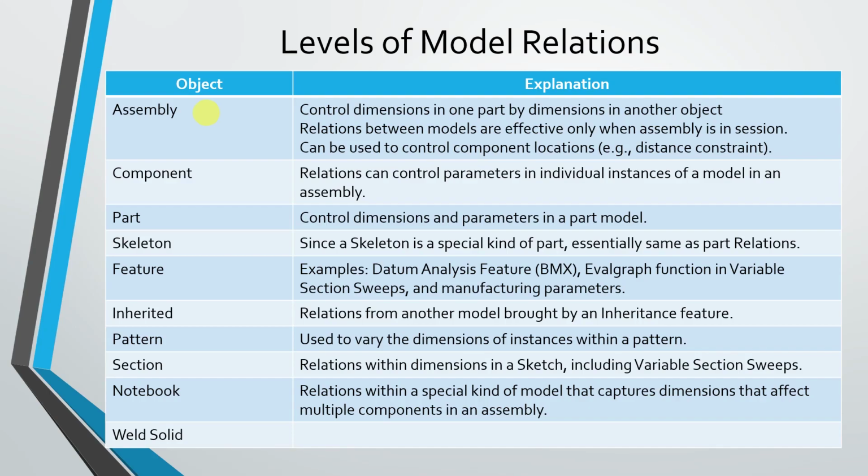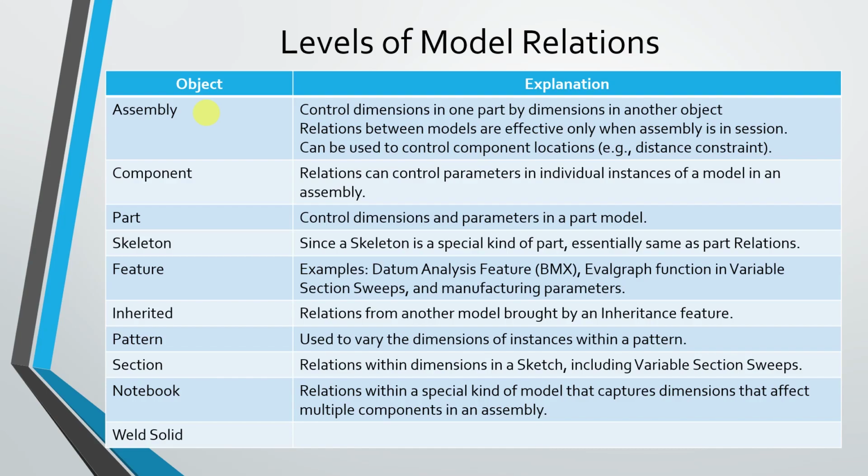First off, you can create them in assemblies so that you can control the dimensions in one part by dimensions in another object. For example, you could have the size of a hole in one part controlled by the size of a shaft in another part. One thing to be aware of when you're using relations at the assembly level is that if you have relations between different parts or maybe parts in other assemblies, those relations are only effective when the assembly is in session. If you just open up an individual part that is controlled by assembly level relations, it doesn't know that those assembly level relations exist. So that's one thing to be aware of.